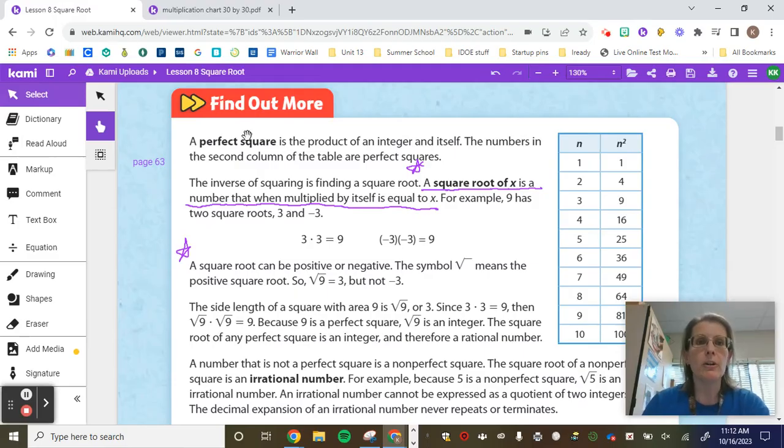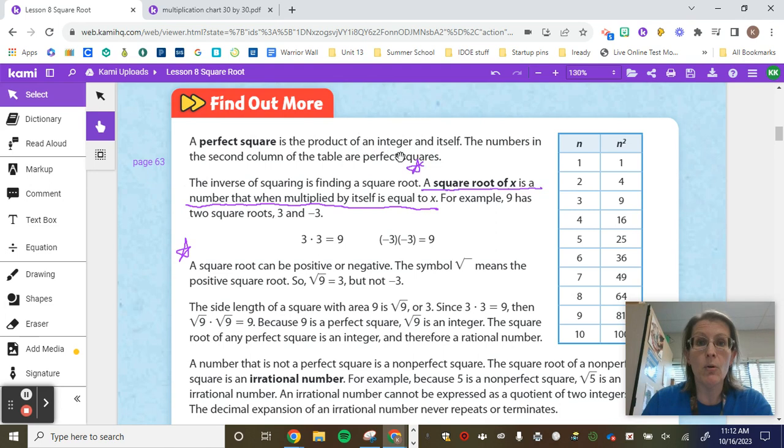In lesson 8, we're talking about square roots and irrational numbers. If you were not here for the introduction on page 62 and 63, you need to look at a few important things on page 63. So first, a perfect square is the product of a whole number and itself.